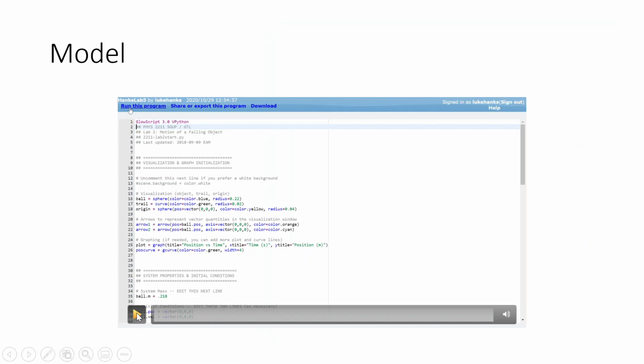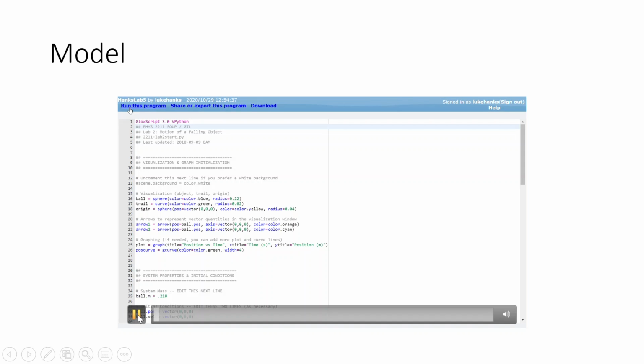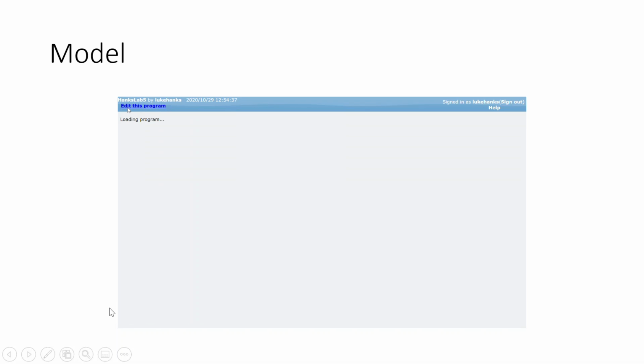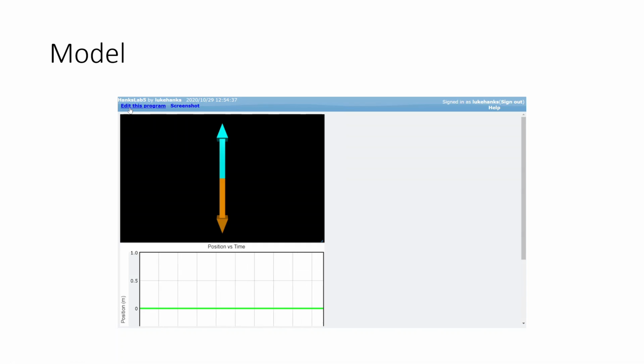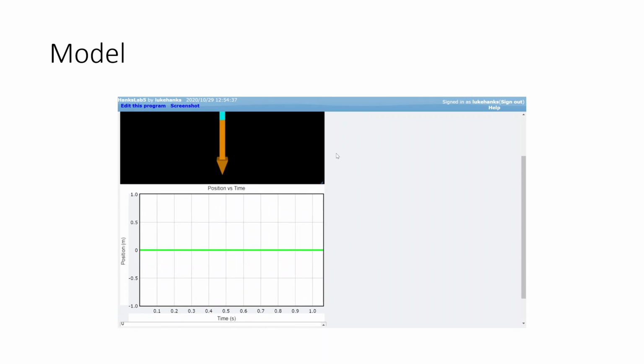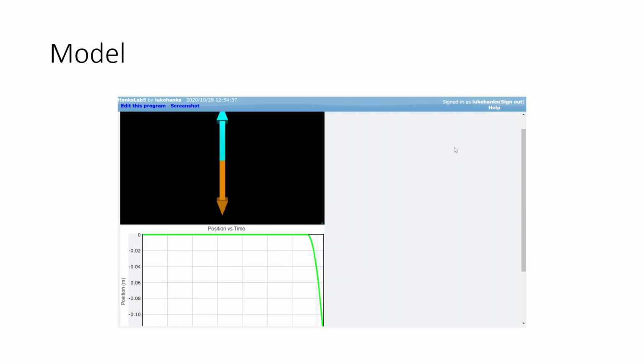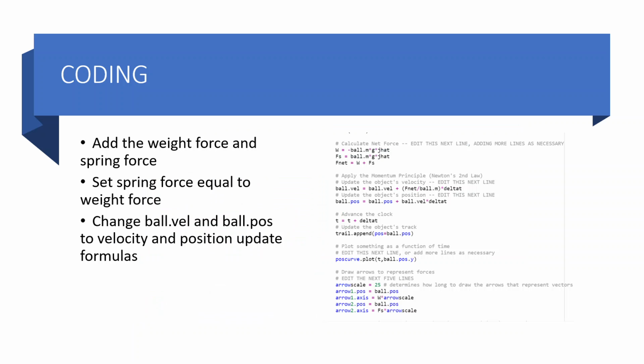So here's my model. I basically just did the same thing, except I just tried to model only the bottom of the Slinky. As you can see, there's the weight force on the bottom and the spring force pulling it up. And over time, you'll see the change from when the top catches up with the bottom. There we go.